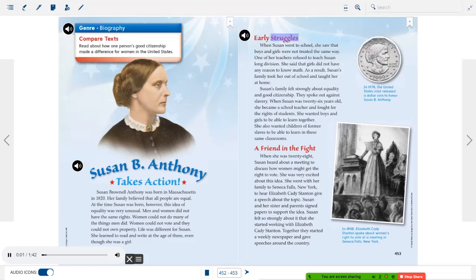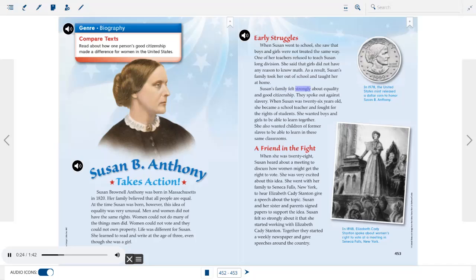Early struggles. When Susan went to school, she saw that boys and girls were not treated the same way. One of her teachers refused to teach Susan long division. She said that girls did not have any reason to know math. As a result, Susan's family took her out of school and taught her at home.